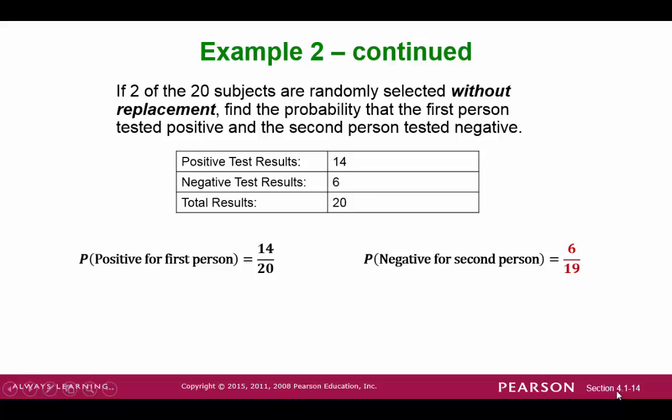So when we choose a second person, there are only 19 to choose from. There are 6 negative results, so the probability is 6 out of 19. Finally, we multiply the probabilities. So the probability of selecting a positive test result for the first pick and then selecting a negative test result for the second pick is about 22%.